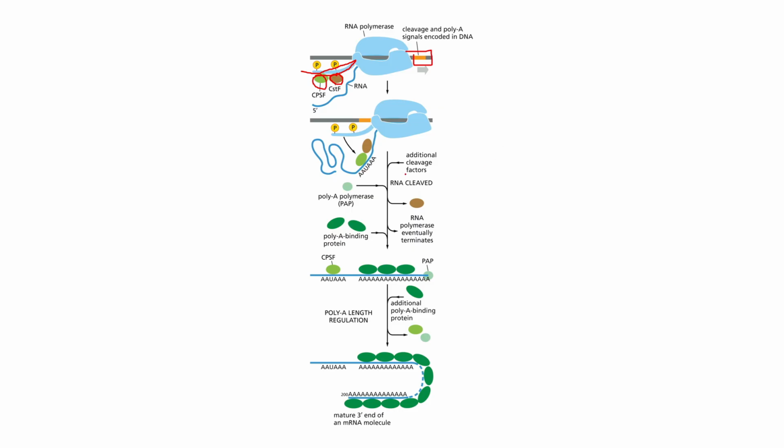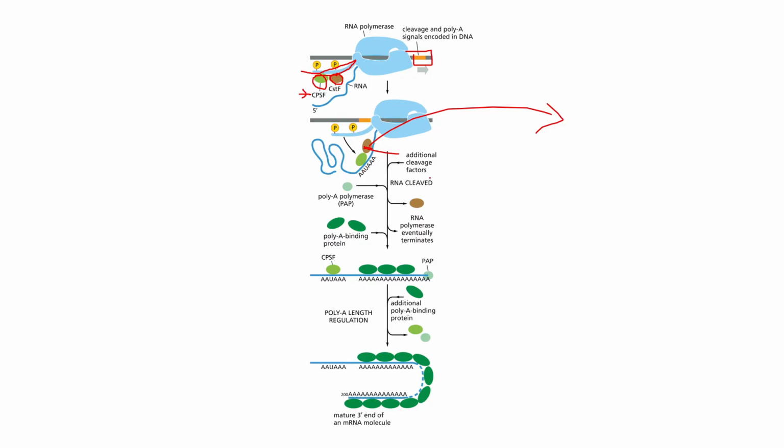Great. Now we need some cleavage factors. So these right here are your cleavage proteins. Okay, they're going to bind to that hexamer coding, AAUAAA. Now, once you have this hexamer coding, more factors are going to come in, and it's going to cleave the rest of the RNA out.